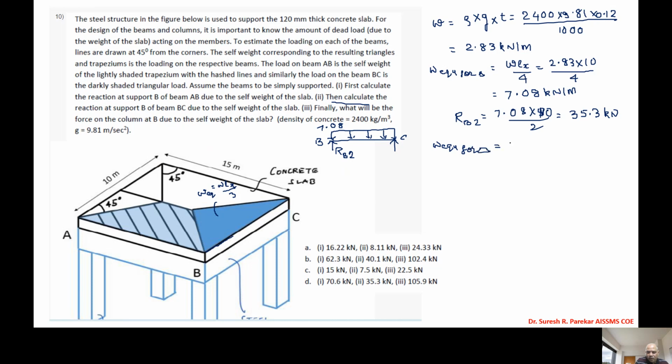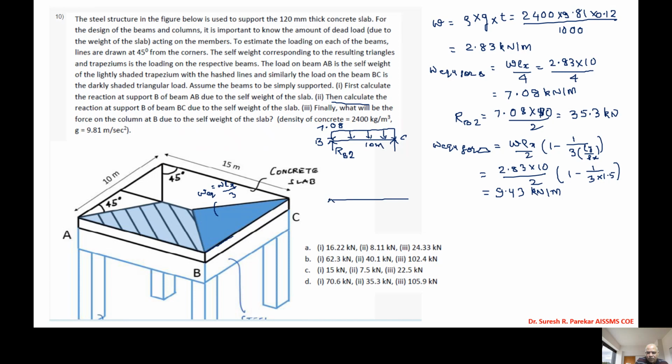Now for the trapezoidal, W equivalent for the trapezoidal is equal to W Lx by 2 in bracket 1 minus 1 upon 3 into Ly by Lx. This is known as beta actually. Then we have W 2.83, Lx we have 10 by 2 in bracket 1 minus 1 upon 3 into 1.5. And from this we will get W equivalent as 9.43 kilonewton per meter.